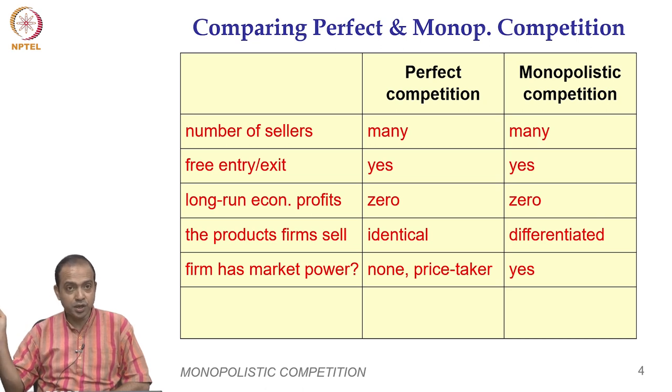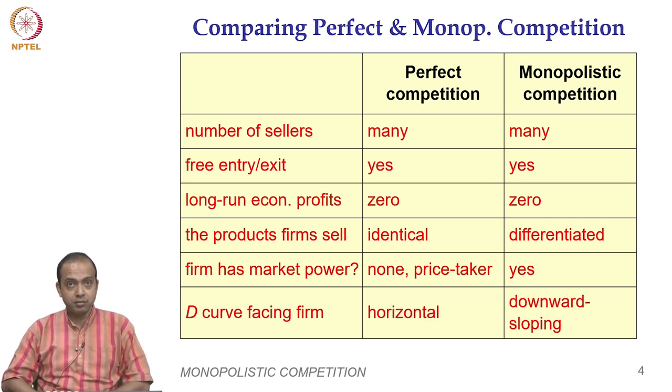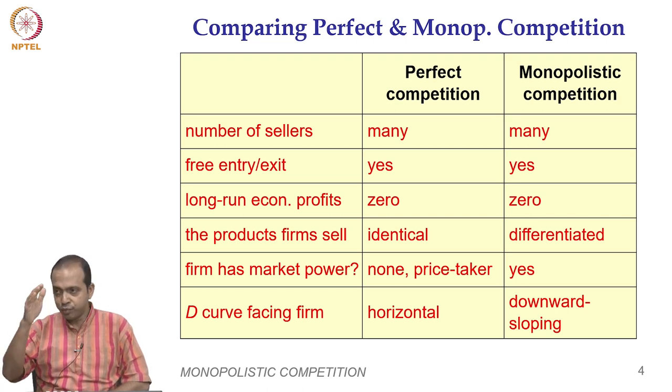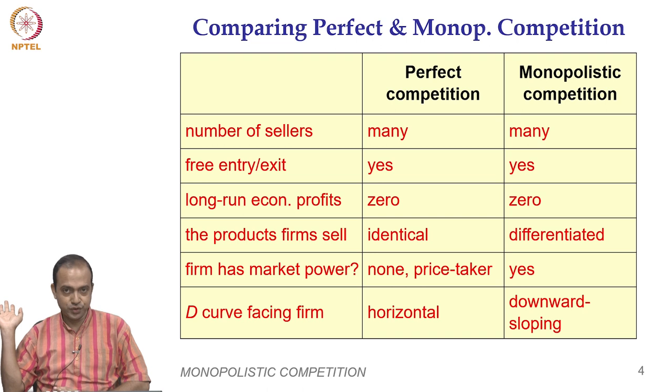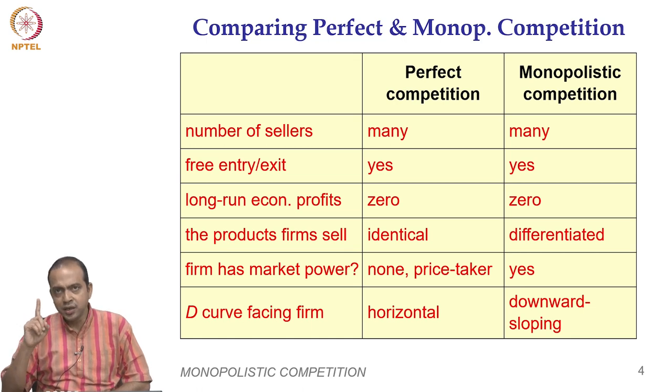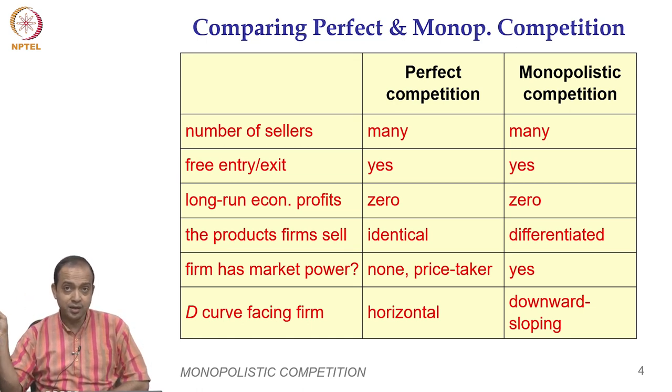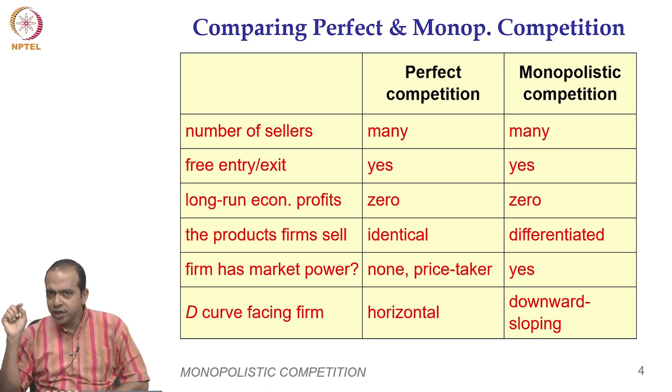But in a monopolistically competitive market, the firm has market power. But please remember, this market power is not as large as monopoly. Then the demand curve in a perfectly competitive market is horizontal as you know, but in a monopolistically competitive market, the firm is facing a downward sloping demand curve like the monopolist. Okay. But in one way, this demand in a monopolistically competitive market is different from monopoly, even though both are downward sloping, and that you can differentiate with the elasticity of demand.